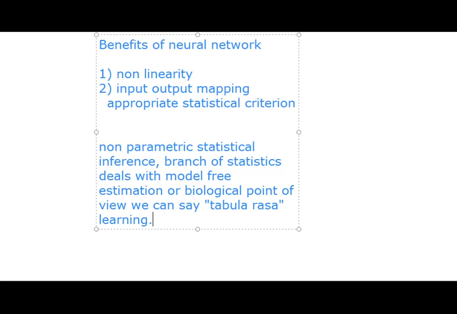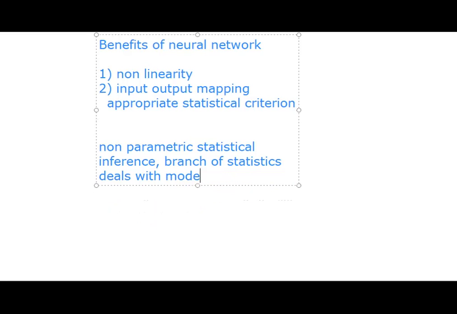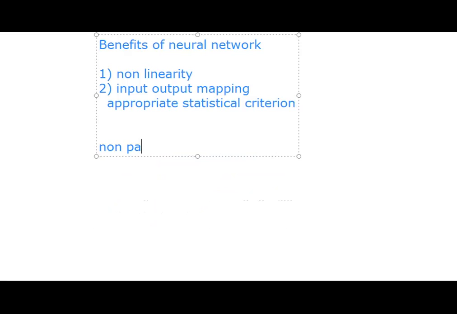Third is adaptivity. Now three is adaptivity. What does adaptivity mean? Neural networks have a built-in capability to adapt their synaptic weights to changes in the surrounding environment. What does this signify?